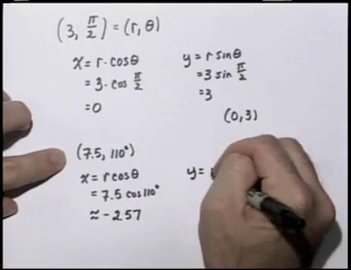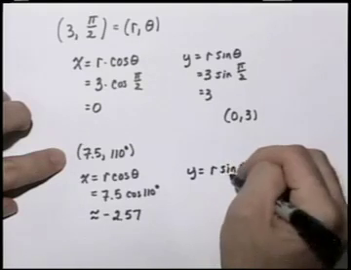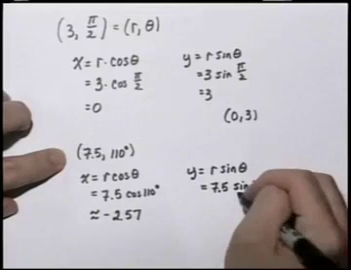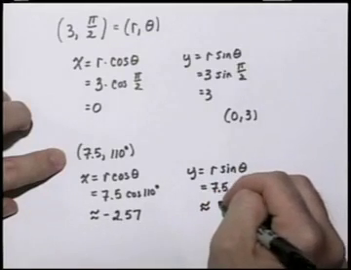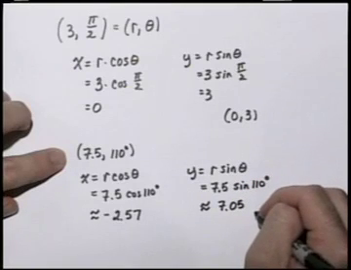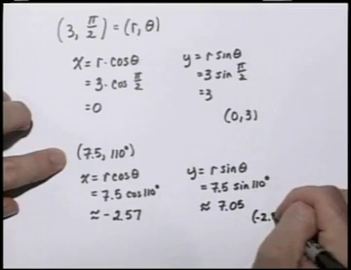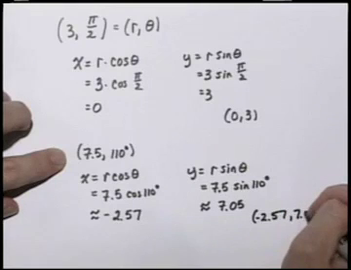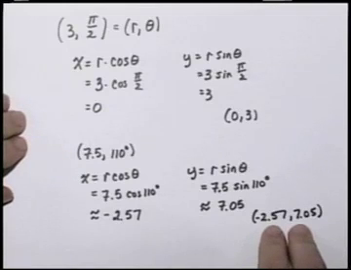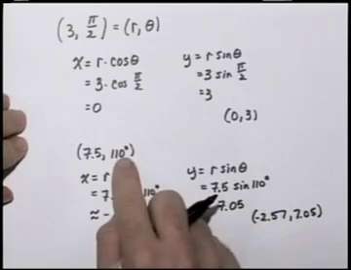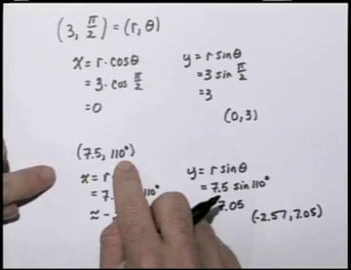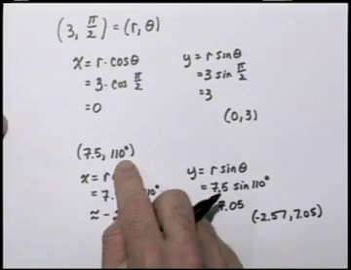Then the y-coordinate is y equals r sine theta, so that's 7.5 times the sine of 110 degrees, which gives me that the y-coordinate is about 7.05. So the rectangular coordinates here are about negative 2.57, comma 7.05. Notice that this is a point that's in the second quadrant. That should make sense because the terminal side of the angle, 110 degrees, is in the second quadrant, and then we go 7.5 units along the terminal side.